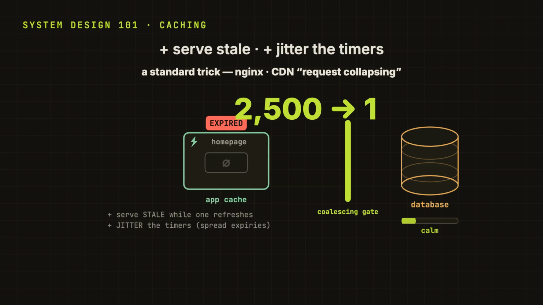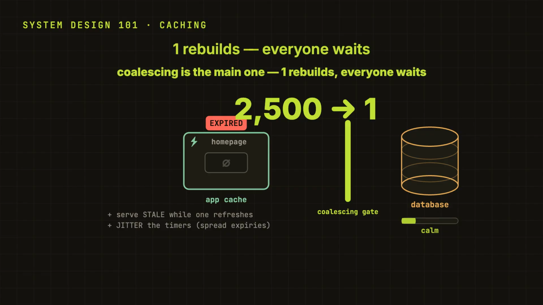There are two more tricks worth knowing by name as well. You can serve the stale copy for a moment while one fresh refresh runs in the background, and you can jitter the timers so 1000 keys do not all expire at the exact same instant. But coalescing is the main one. One rebuilds, everyone waits.